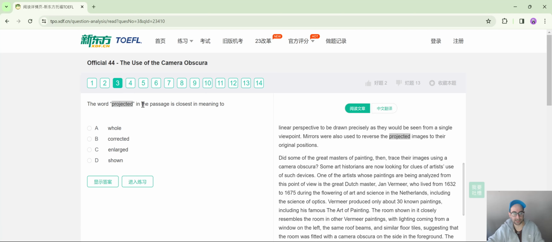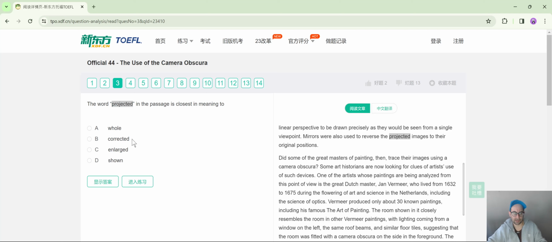The word projected in the passage, another vocab in context. So read the sentence with it, always double check. Mirrors were also used to reverse the projected images to their original positions. I know that projected means something that's displayed or shown or seen, right? Observable. Has to be one of these. Whole? No, that's not quite what it means, no.